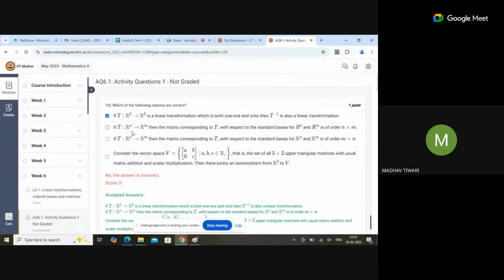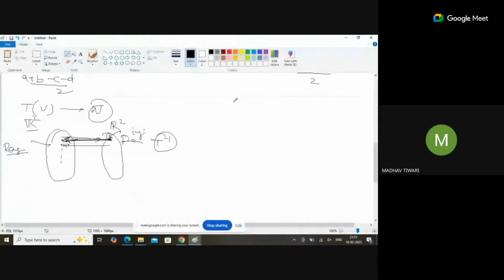That's fine. Next is Rn to Rm, and it says some standard basis for Rn. It is asking for the order of the matrix that we will get. As I said, if my vector in V is of Rn, then n components are there. But when I go into W, I have Rm.